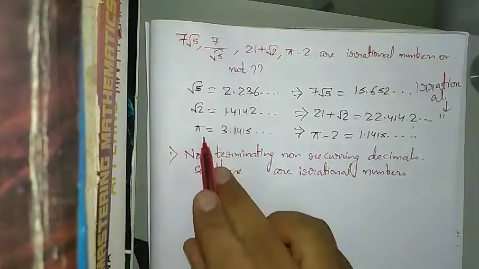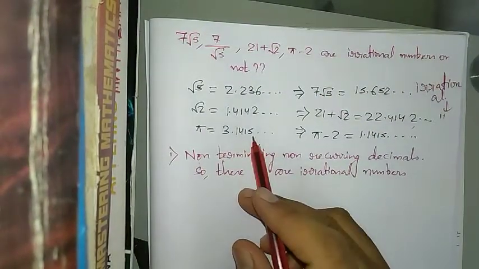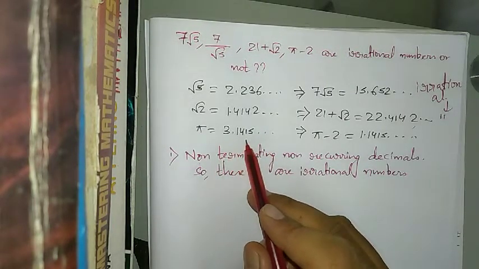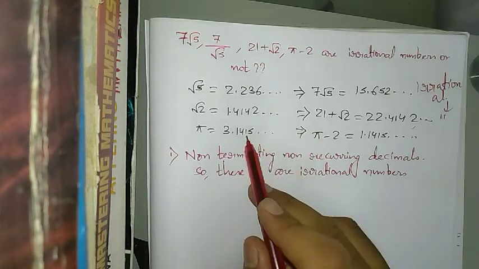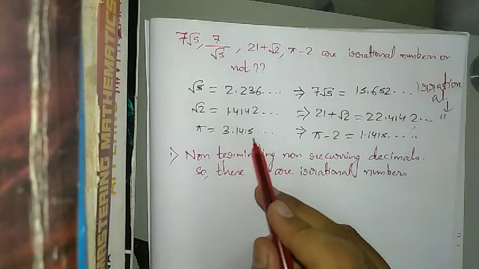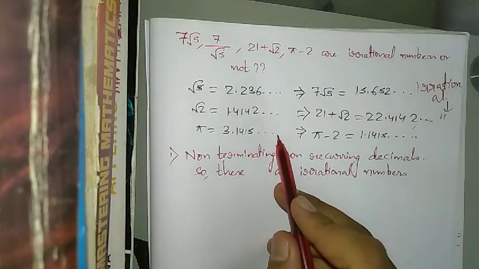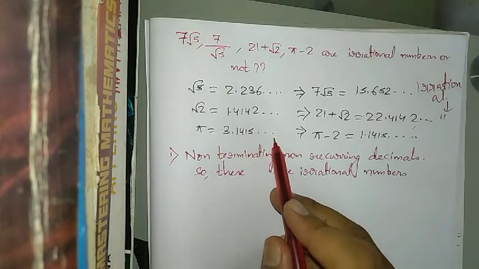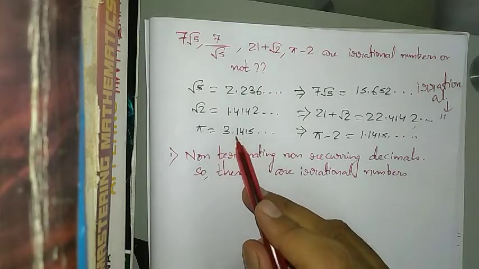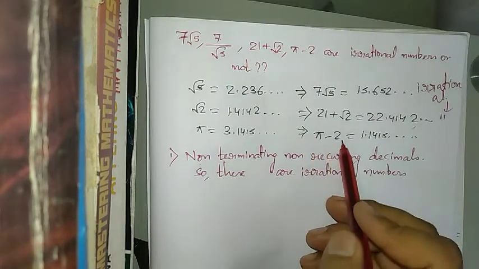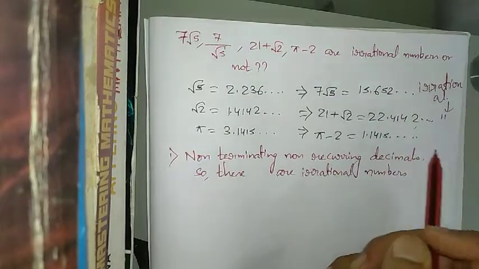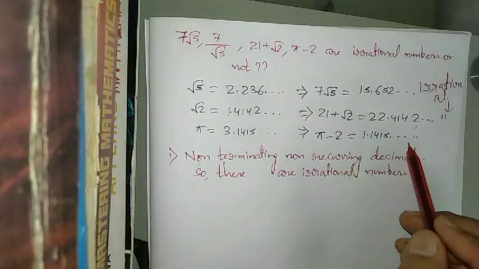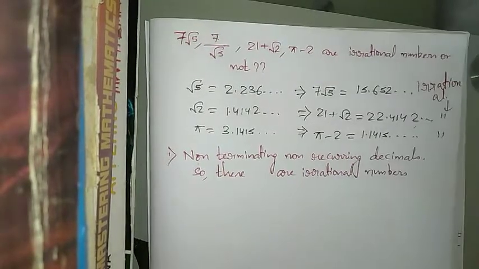Let's talk about pi. There are direct questions which might be coming in the exam. Is pi a rational number or an irrational number? The pi value is 3.1415 dot dot dot dot, and it goes on. Here you won't see any set of digits which are repeating itself. You won't see it terminating, so this is non-terminating, and since the digits are not repeating itself, it's non-recurring also in nature. So pi is an irrational number. Since pi is an irrational number, pi minus 2 will be 1.1415 dot dot dot dot. So this is also a non-terminating and non-recurring decimal, so this is also an irrational number.